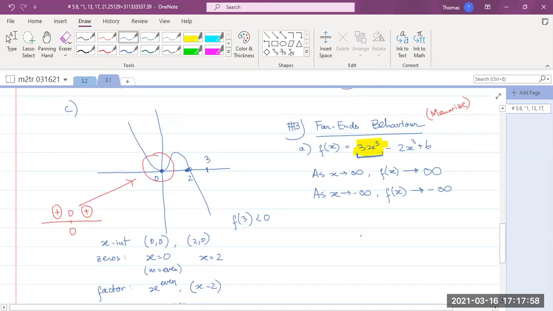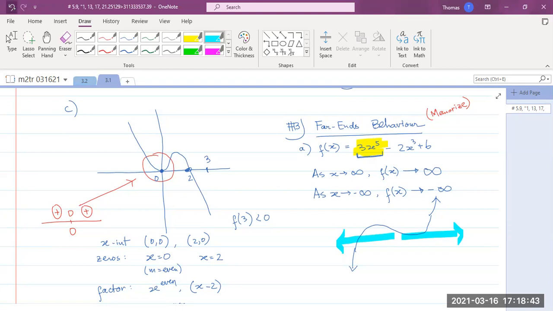On the leading term, you get negative infinity. In other words, when we go very, very far to the right, the graph will go to positive infinity. When we go very far to the left, it will go to negative infinity. The shape of the graph will be approximately like this. Which means when you go very far to the right, the value of the function goes to positive infinity. When you go very far to the left, it goes to negative infinity.